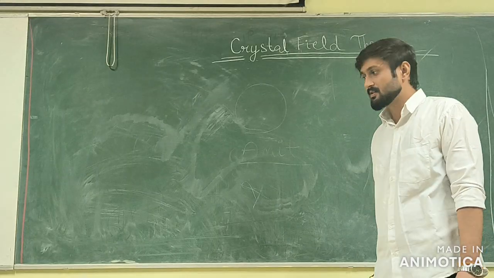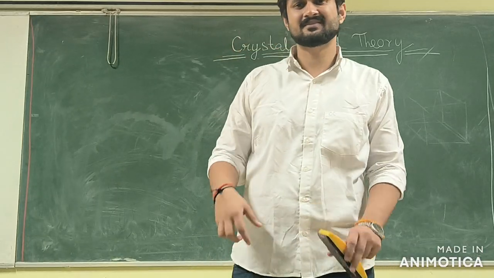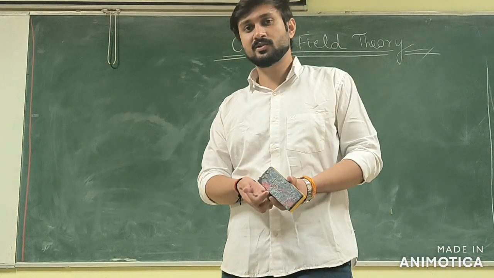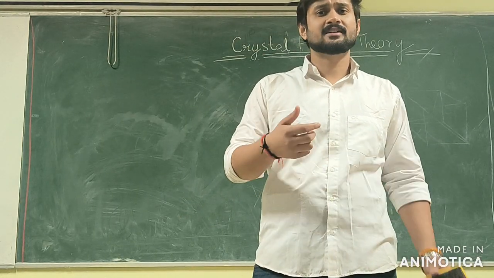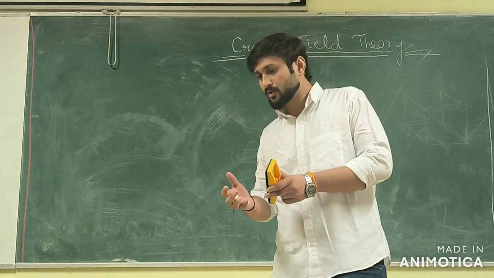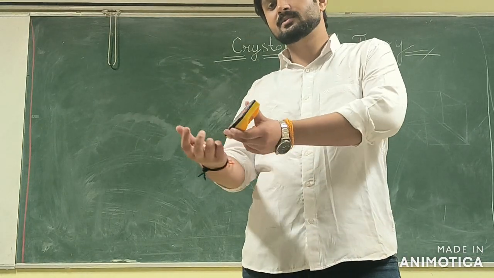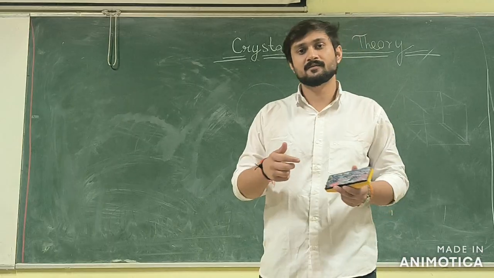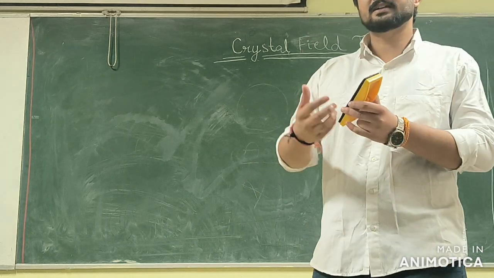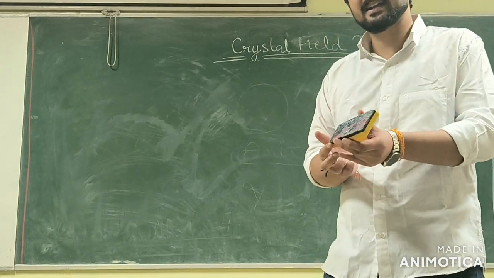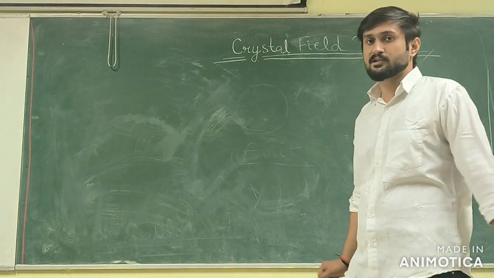So the first thing that comes to mind is why there is a need for crystal field theory when we already have valence bond theory. It is because valence bond theory has several limitations. For example, it is based upon magnetic moment and it is not able to explain the change in magnetic moment of some of the complexes. So it was found that there is a need for some other theory that can explain complexes in a better way. So there comes the crystal field theory.